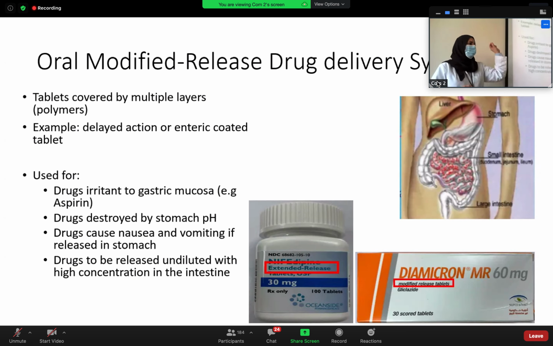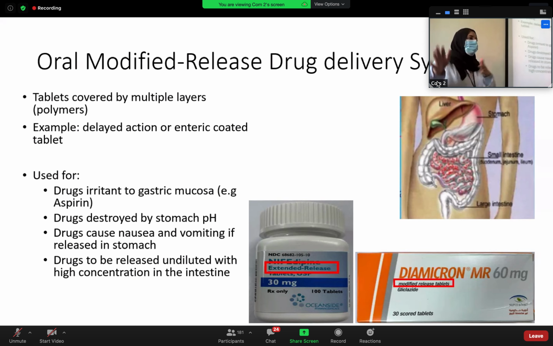Have you seen any aspirin tablet? Okay. It comes with an enteric coating, just because of the fact that it's irritant to the stomach, so it will be released in the intestine rather than the stomach. Some of them will be destroyed by the pH of the GI. So you want them to be protected in that layer or in that coat until they reach the intestine and they can be released there.